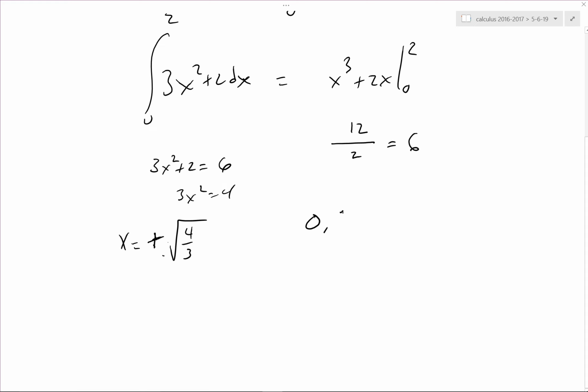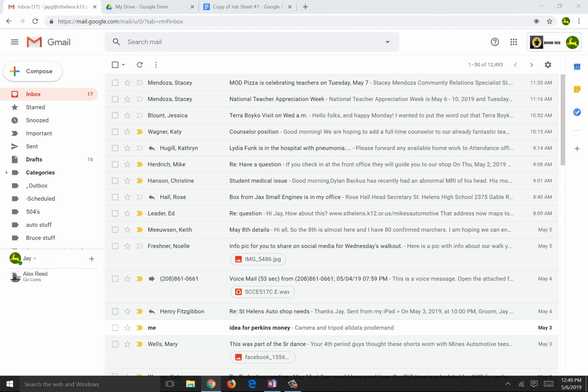Between 0 and 2, yes? You with me? So at x equals the square root of 4/3, which is like 1.1 something, I suppose. So at about 1.1 something, we'd have that average value. Let's check that out, see if that's true.